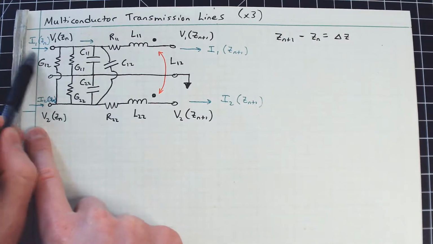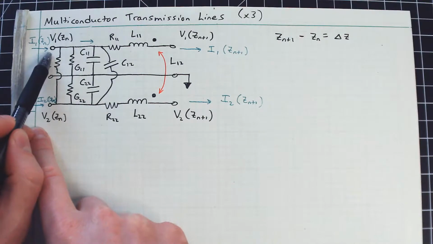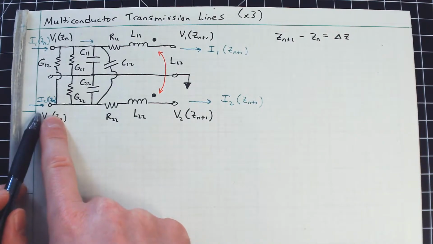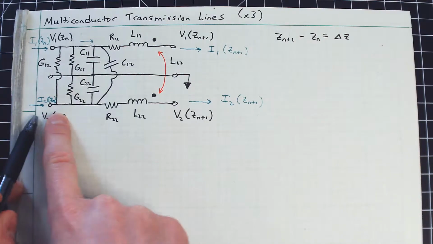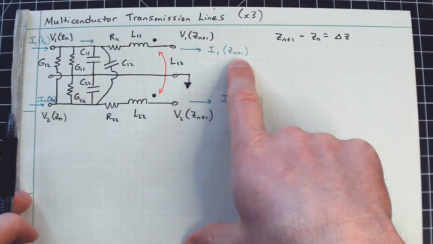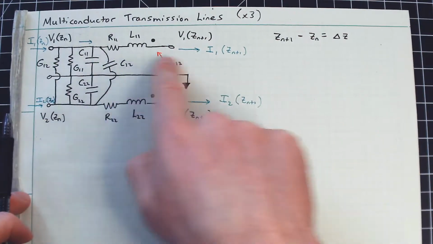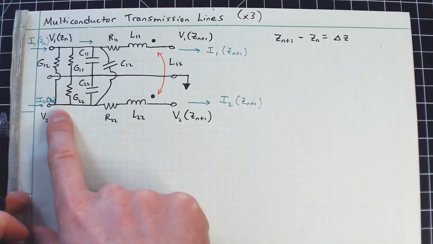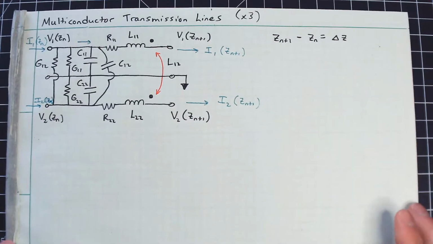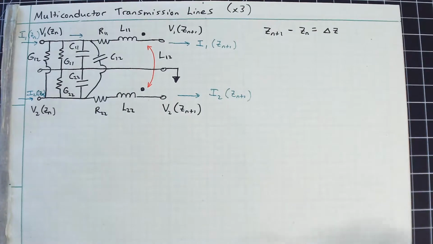You see here in green, I've also got some current coming into signal line 1, so that's I1. And here is the current on line 2, so that's I2 at z sub n. Sorry, I had to smush that in a little bit. And then you see I1 at z sub n plus 1. So there's a current entering here and a current leaving. And the same idea here, there's a current entering and a current leaving. Okay, so that's just the lumped element model for a multi-conductor transmission line.